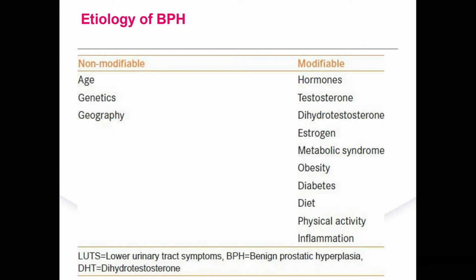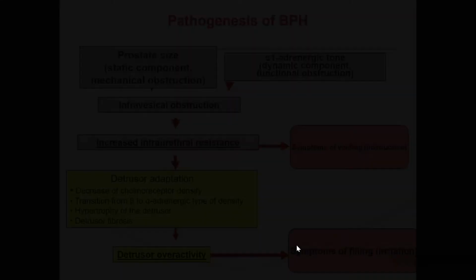Etiology of the BPH. So we have the physiological situation which are non-modifiable, like age, genetics and geographical situation, and modifiable like hormones, testosterone, dihydrotestosterone, estrogen, metabolic syndrome, obesity, diabetes, diet, physical activity and inflammation. Those are all factors that we can change due to the observation of the patient with the BPH.